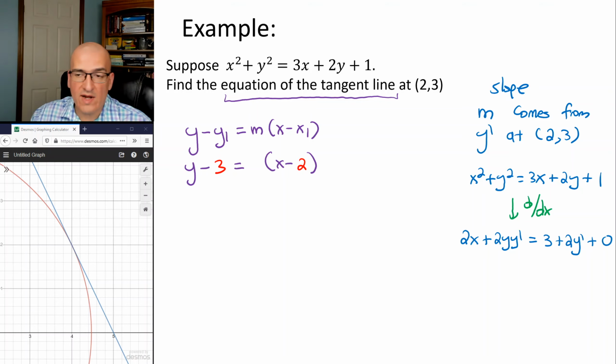Why did that not happen for x? And the answer is because x prime is always equal to 1. We don't need to write it. X is a variable, the variable with respect to which we are taking the derivative. Okay, now I'm going to start isolating. I'm going to subtract 2x from both sides and subtract 2y prime from both sides.